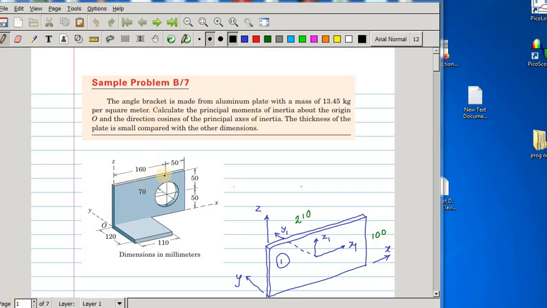So here we have an angle bracket which is made up of a sheet material of some thickness, uniform thickness. So aluminum plate with a mass of 13.45 kg per square meter.